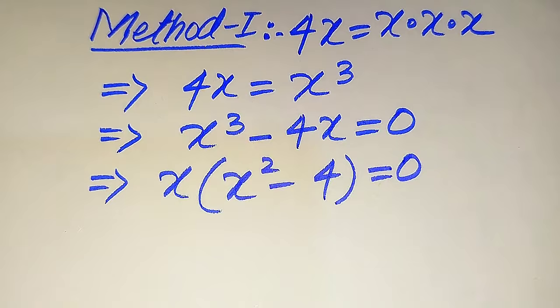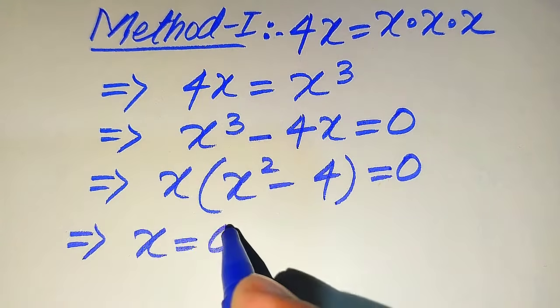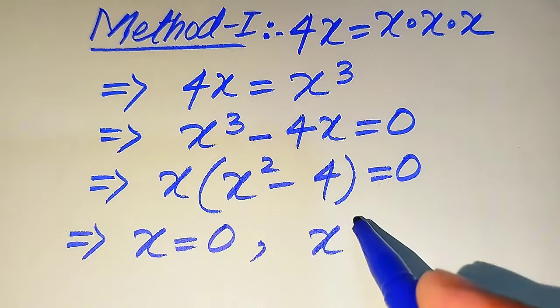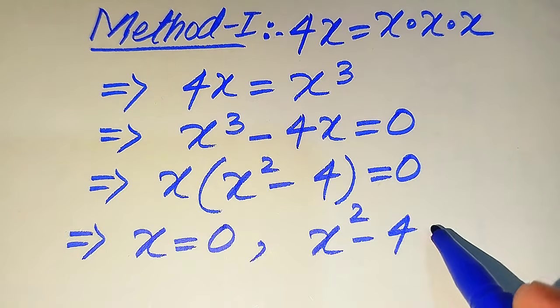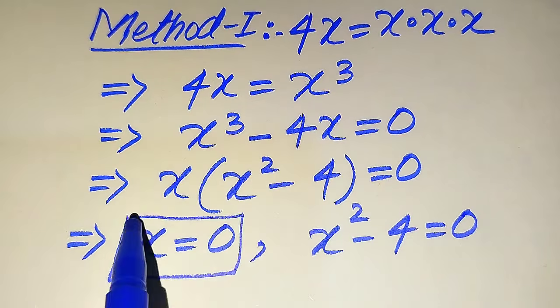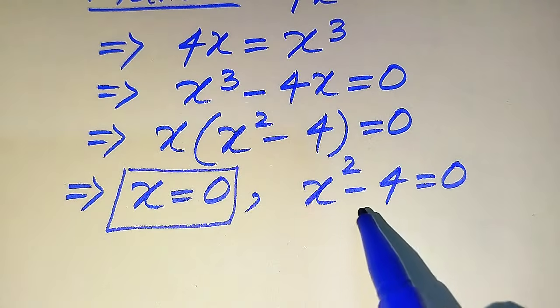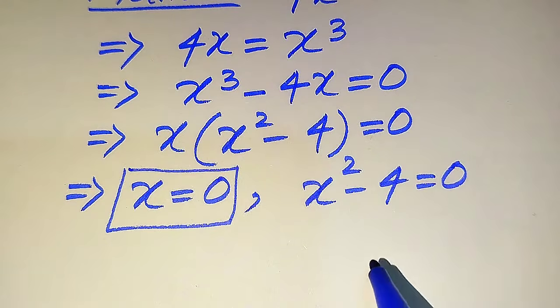So further in the next step we need to divide this equation into two cases. The first case is we write x is equal to 0, and the second case is we write x squared minus 4 is equal to 0. So this is our first root of the given equation, and now in order to find the other roots we need to solve this quadratic equation.